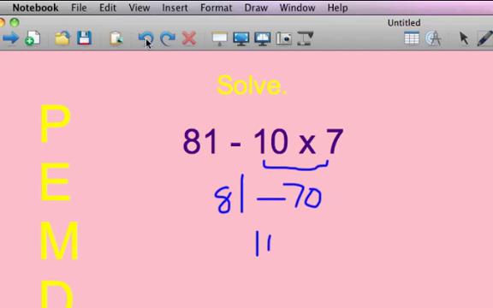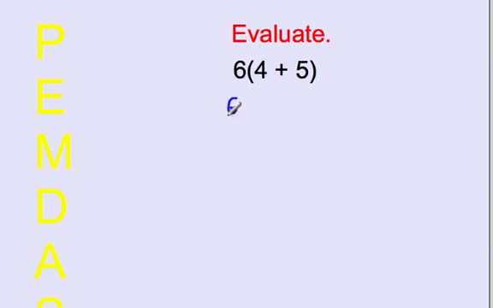Alright, this time the directions just say evaluate. It means the same thing as solve. So it's 6 and then in parentheses 4 plus 5. Now they don't show it here, but this is something that you're going to have to get used to. Whenever there's parentheses and a number and no operation sign in between there, what they're looking for you to do is to multiply. So it's 6 times, and then inside parentheses, 4 plus 5.